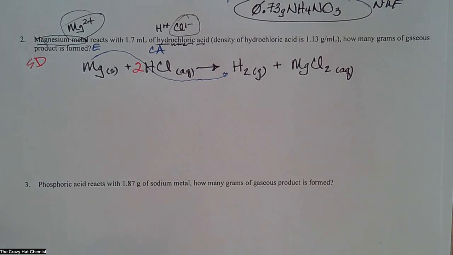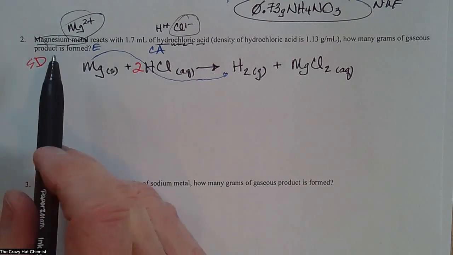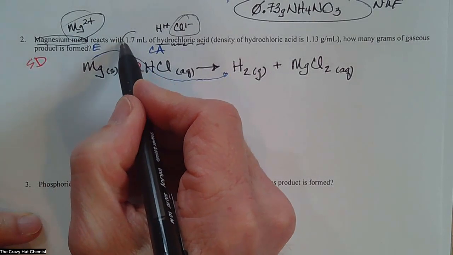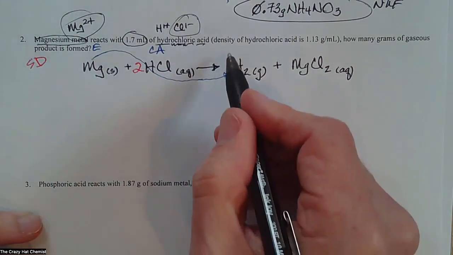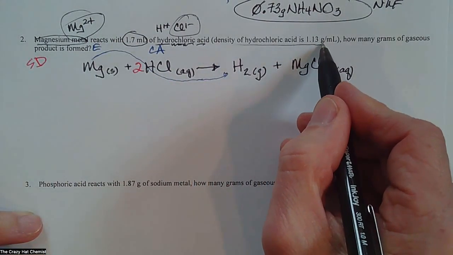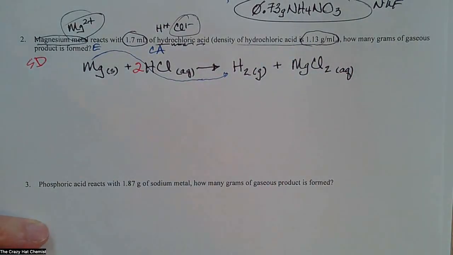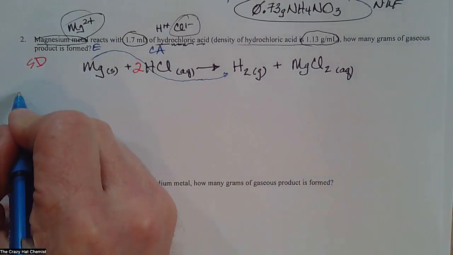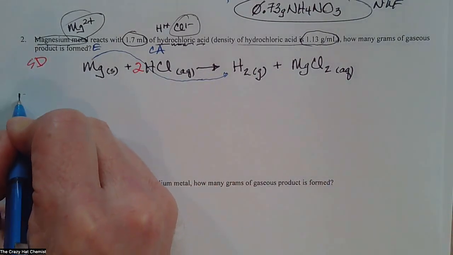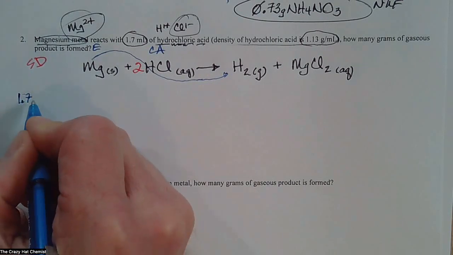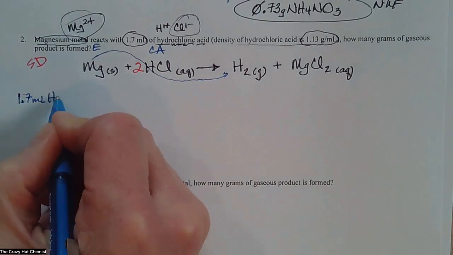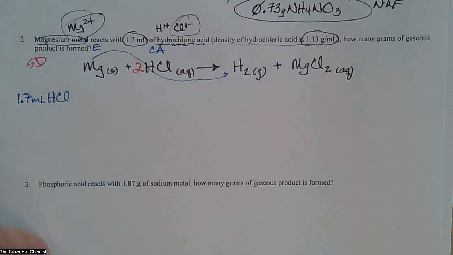Now we're going to move on to the stoichiometry portion of it. It says that we have 1.75 mL of hydrochloric acid with a density of 1.13 grams per mL. And then it says how many grams of gaseous product is formed. So that's what we're looking to form and solve for. So we're first going to start off with this 1.75 milliliters of HCl.